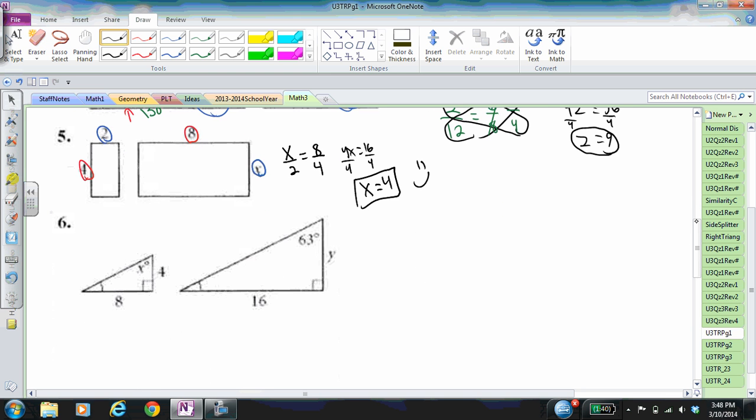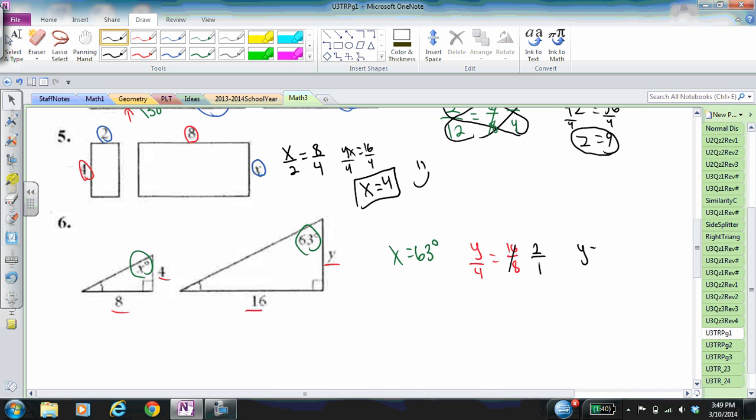And finally, we have x corresponds with this angle, so x is 63 degrees. And now y corresponds with the 4, so y over 4 is equal to 16 over 8. Show you a different algebraic way to do this one. 16 divided by 8 is like 2 over 1. So that makes my cross multiplying a little easier.